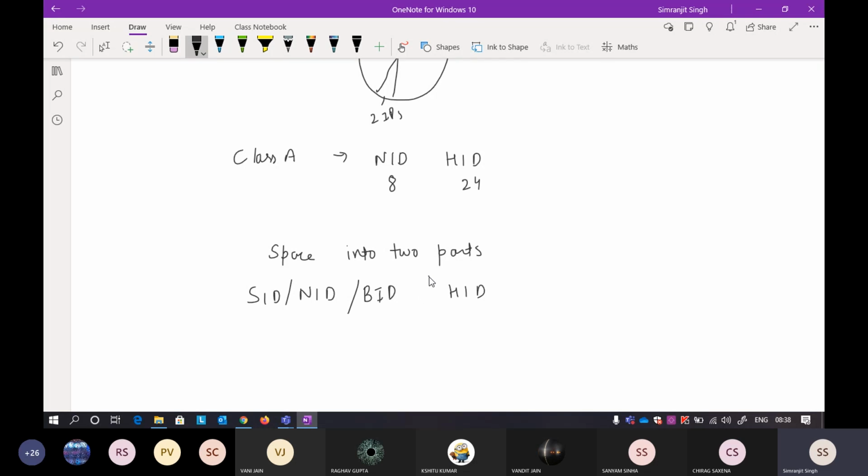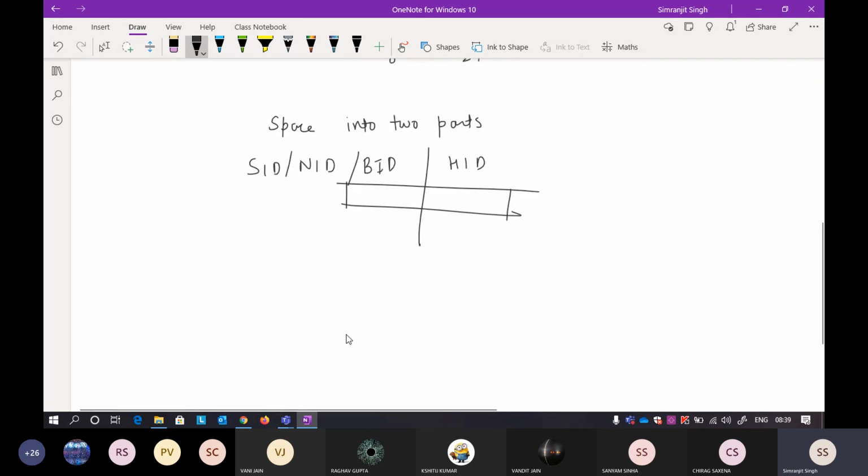Now the question is how to identify which class it is. Keep in mind, you just have to give up the whole idea of classes. You do not need to worry about any class. I do not know any class, and I do not know any network ID or host ID bits that are already fixed.